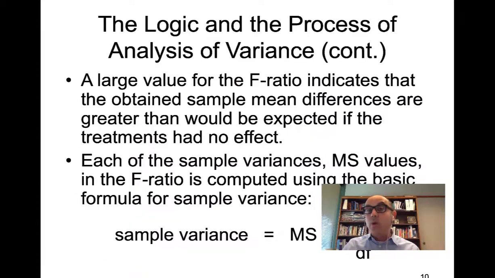Those are the things that we are looking at. So the logic and the process of the analysis of variance is that a large value of the F ratio indicates that the sample mean difference obtained is greater than would be expected if the treatment had no effect. However, each of the sample variances, the MS values, in the F ratio is computed using the basic formula of simple variance, which means SS divided by DF.